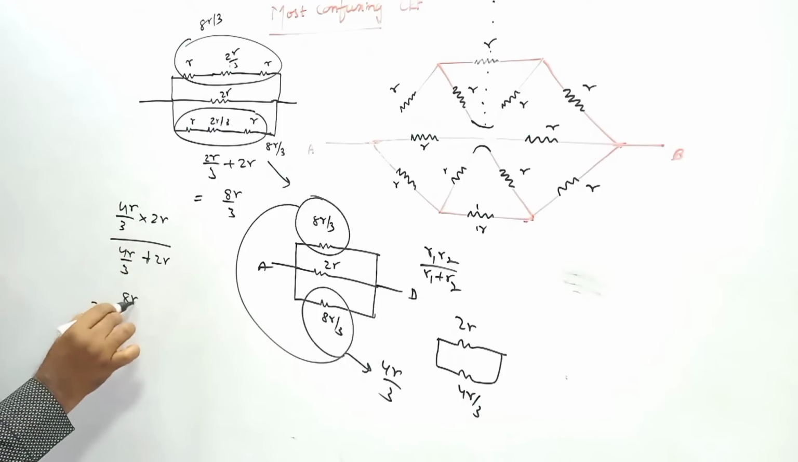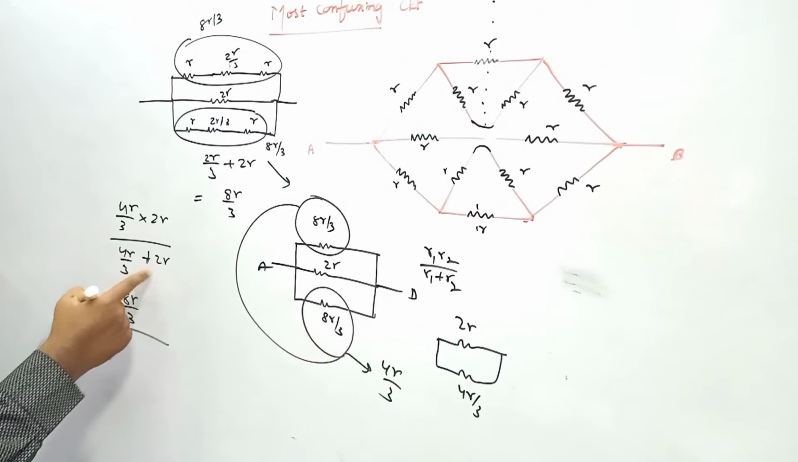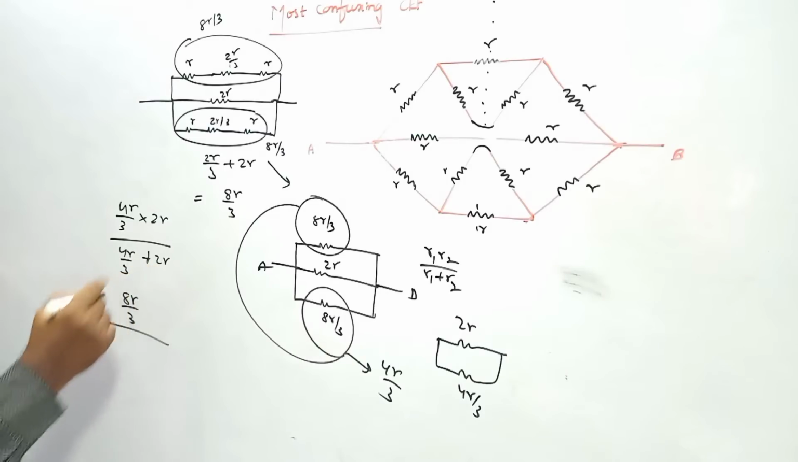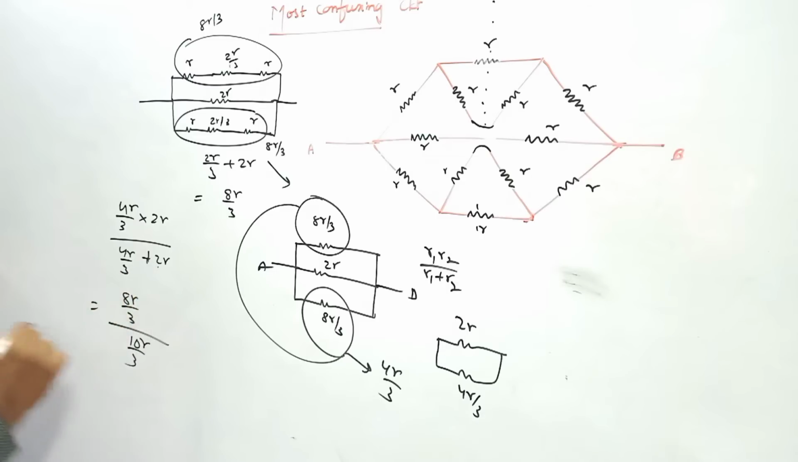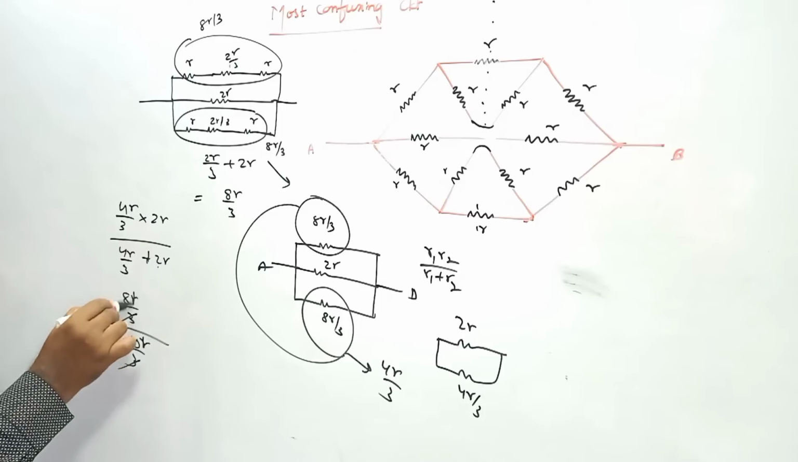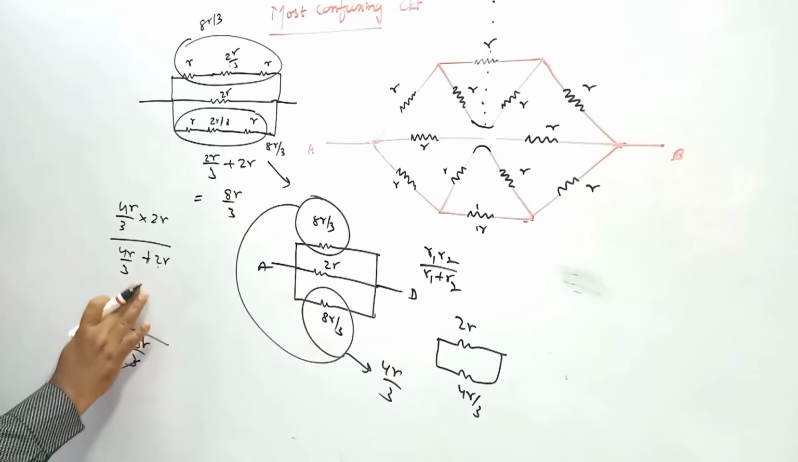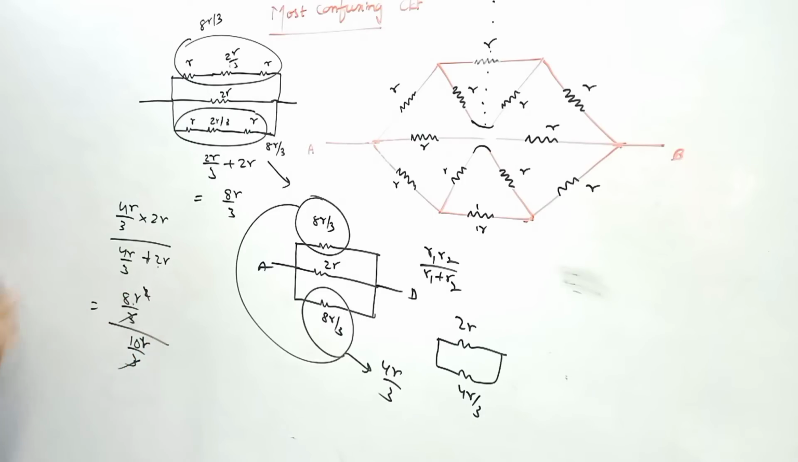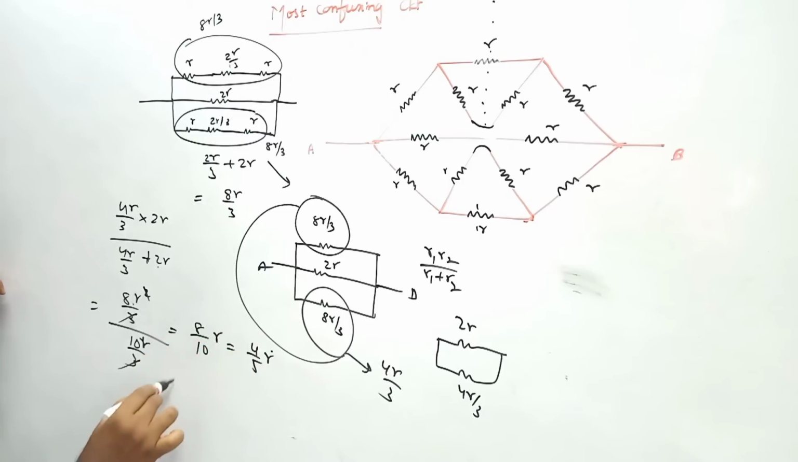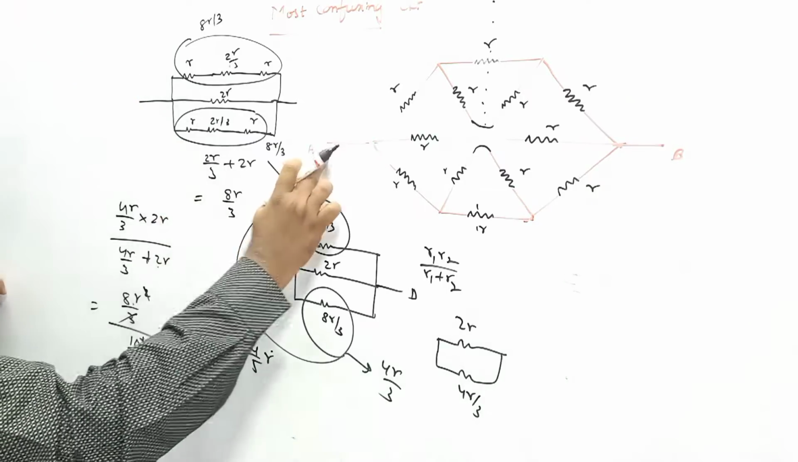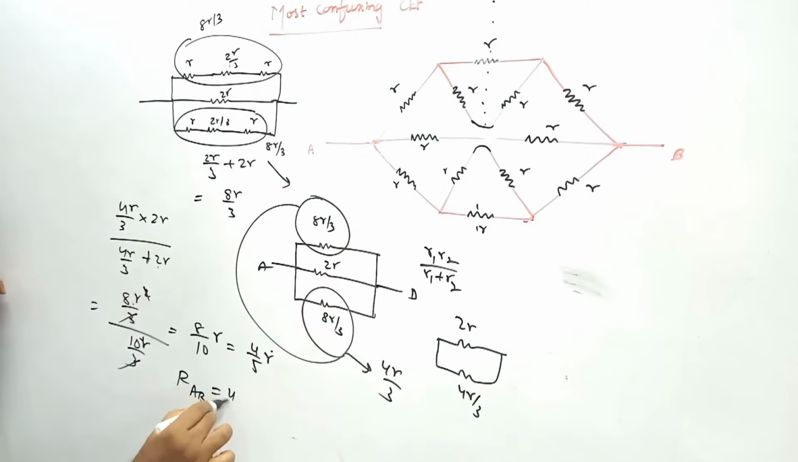So this is 8R by 3. How much is this? 10R by 3. Getting cancelled here. This is square. So here square, R gets cancelled here. So 8 by 10R, the answer is 4 by 5R. Therefore, resistance across A and B is going to be 4 by 5R. This is your answer. Understood? Yes.